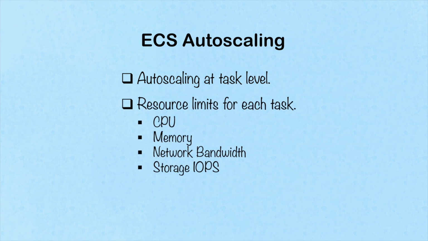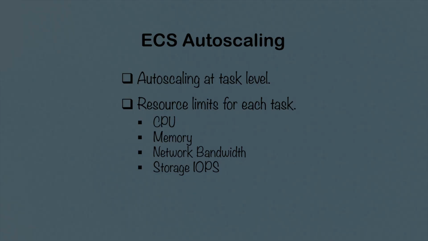Now let's talk about ECS Autoscaling. In ECS, autoscaling operates at the task level, meaning your containers scale horizontally by adding or removing identical task replicas. Each task must have clearly defined resource limits, CPU shares, memory reservations, network bandwidth allocation, and storage IOPS when using EC2 launch type. These limits are crucial because they determine how AWS places and scales your tasks across the underlying infrastructure, whether that's your EC2 instances or Fargate capacity.